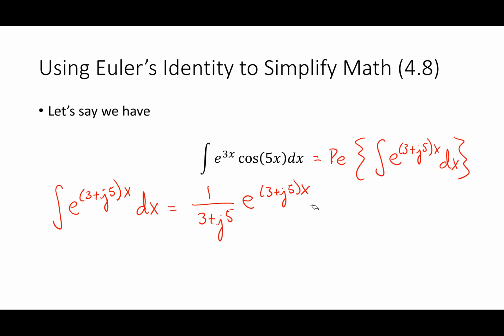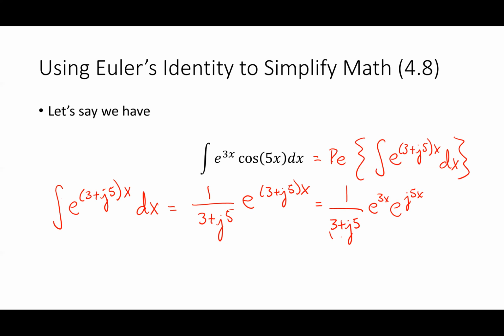Well, magnitude and angle, and I got a couple of different numbers here. First, I've got 1 over 3 plus j5, and then I've got this whole e to the 3 plus j5x. I could think of that as e to the 3x times e to the j5x. e to the 3x is a real number, so I don't need to mess with it too much more. But 1 over 3 plus j5, I want to simplify that down.